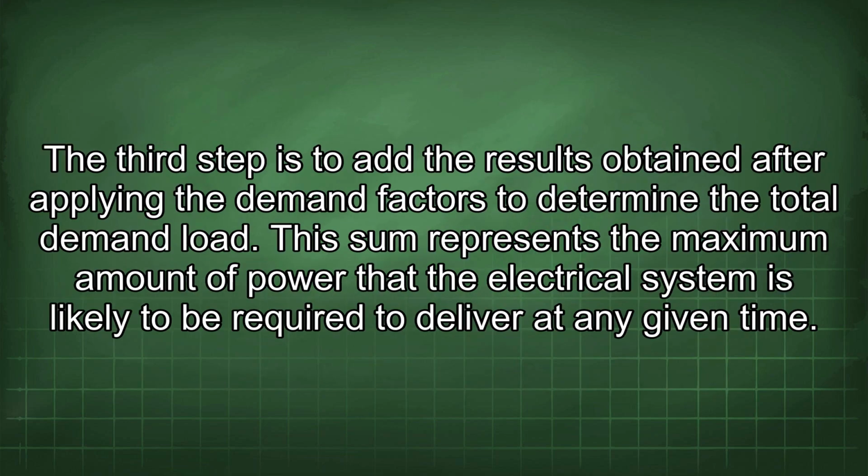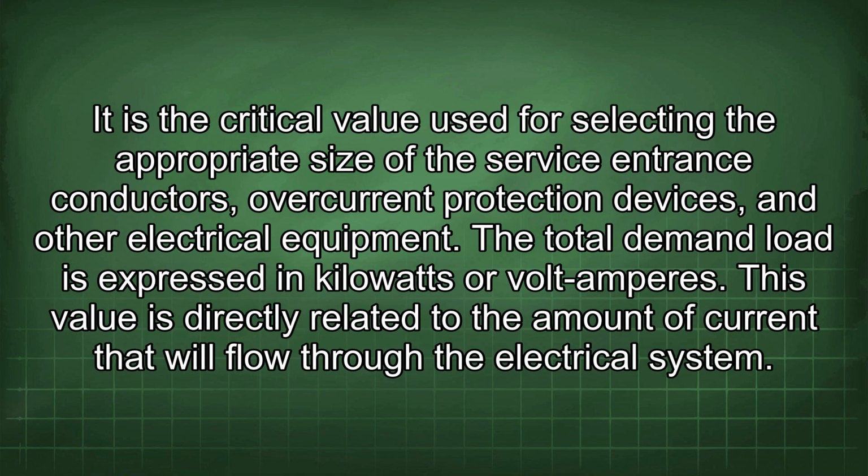The third step is to add the results obtained after applying the demand factors to determine the total demand load. This sum represents the maximum amount of power that the electrical system is likely to be required to deliver at any given time. It is the critical value used for selecting the appropriate size of the service entrance conductors, overcurrent protection devices, and other electrical equipment. The total demand load is expressed in kilowatts or volt amperes.